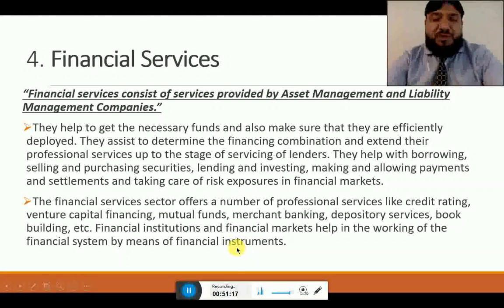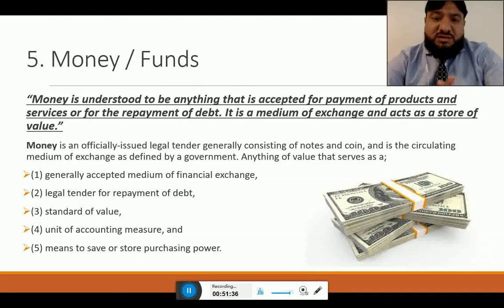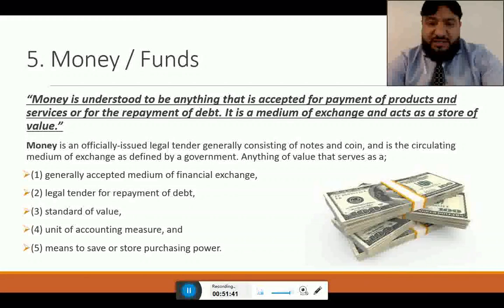So these are the terminologies which will be used again and again, and they have somewhat different but related meanings, and they depend upon one another, right? Next is money. What is money? Money is basically anything that is accepted for payment of products and services, or for the repayment of debt. So money has a determined definition. Anything accepted for the payment of goods and services, and number 2, accepted for the repayment of debts. Debt means qarz, right?